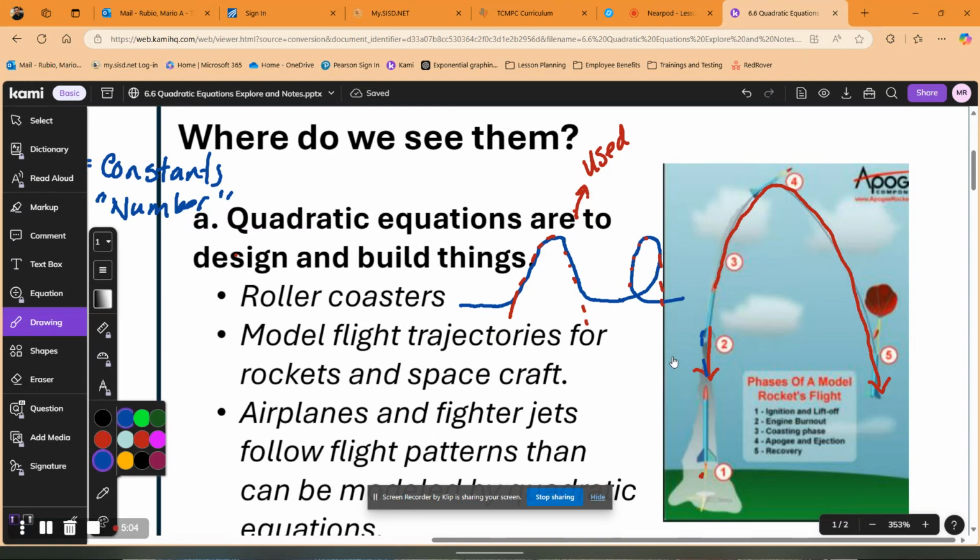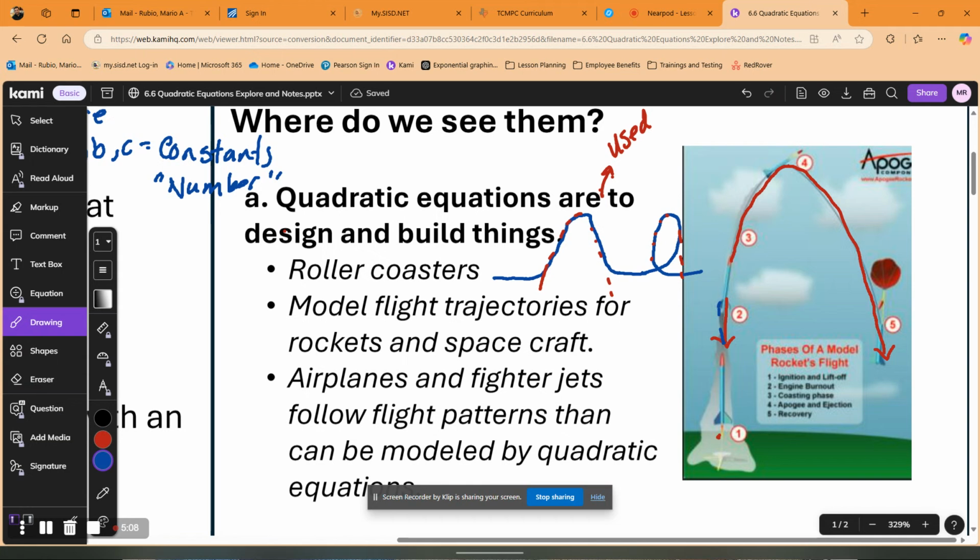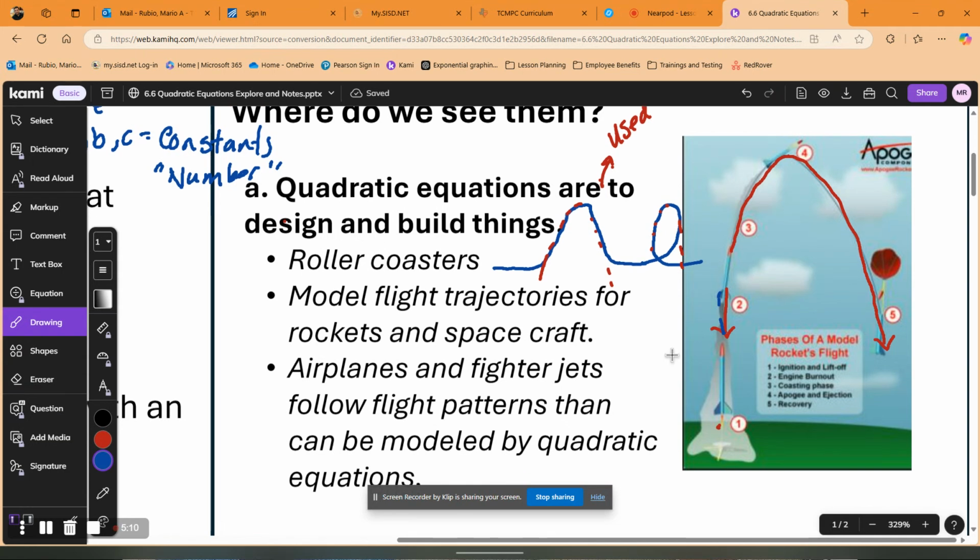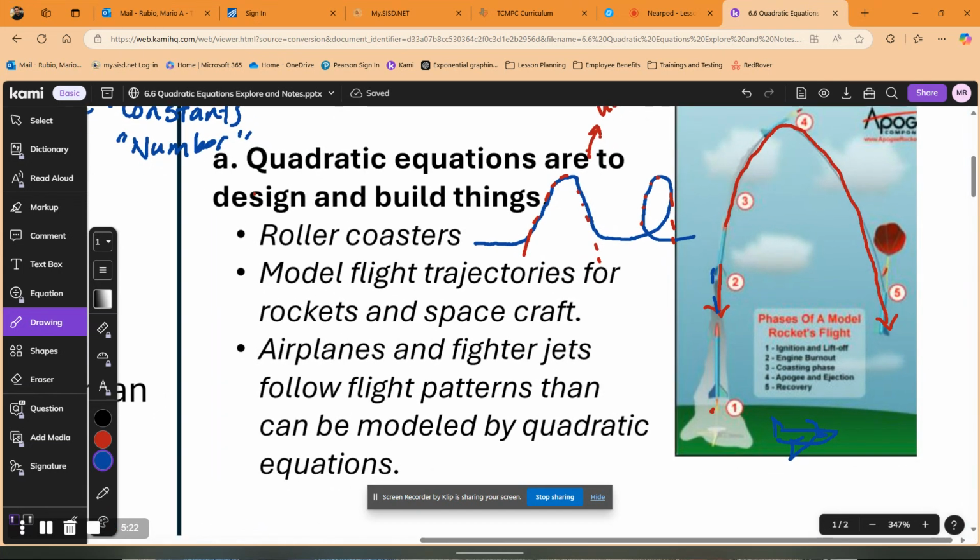Airplanes and fighter jets also follow flight patterns that can be modeled by quadratic equations. So let's say you have a little jet fighter plane, and it's flying. It's going to go up when it takes off, up, up, up, and then eventually come back down, and then maybe do some spins or whatever. But some portions of the flight path are modeled by quadratic equations. Look at my little plane.